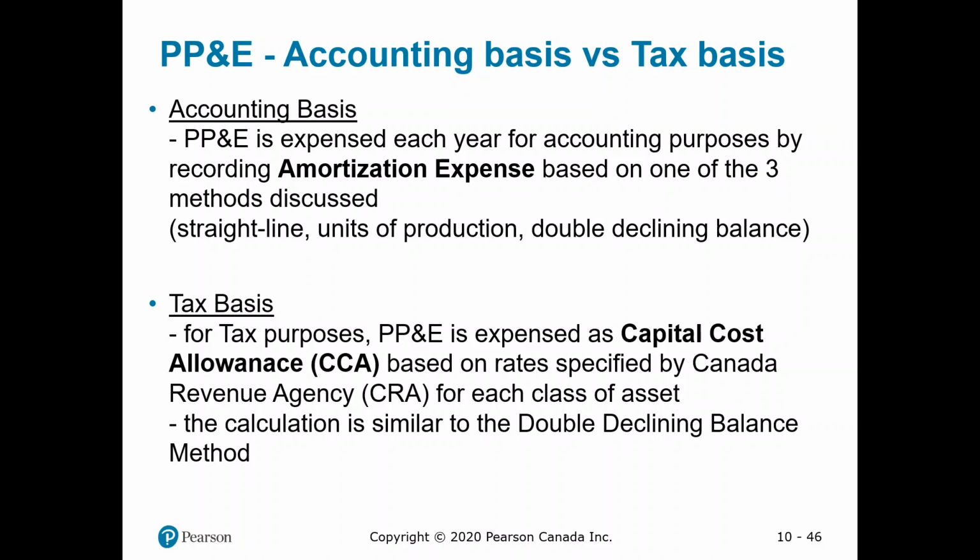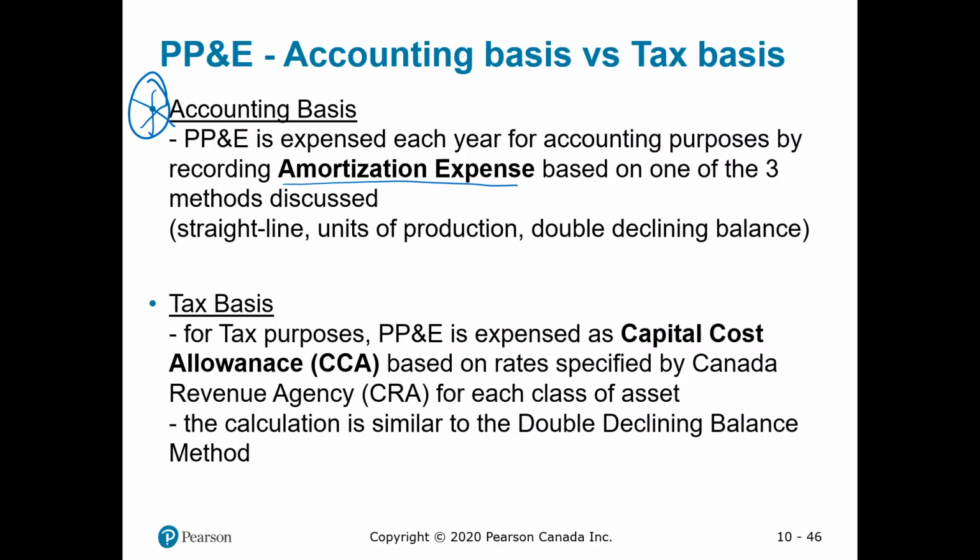We're going to take a quick look and just really discuss in general the difference between the accounting basis for property, plant, and equipment versus the tax basis. So we've covered how we record amortization expense. That is the accounting basis. So for accounting, we record that expense each year based on one of the three methods that we looked at. So straight line, units of production, or double declining.